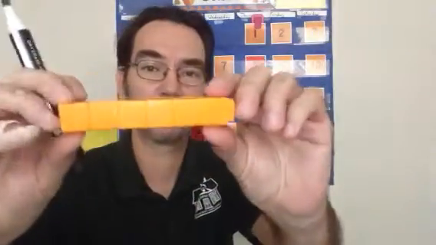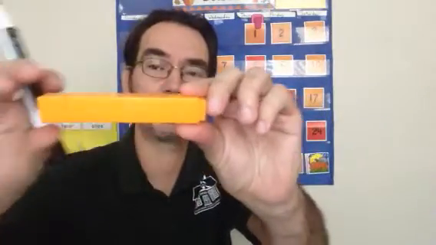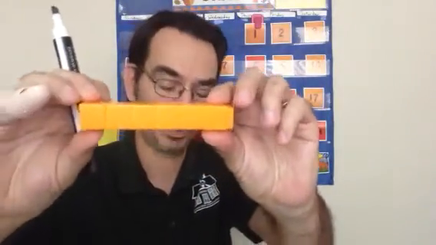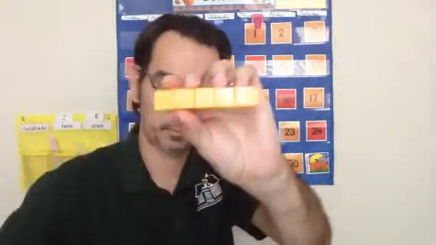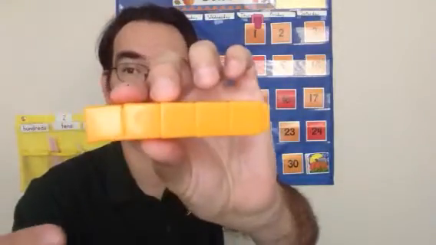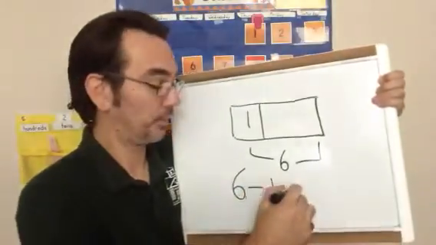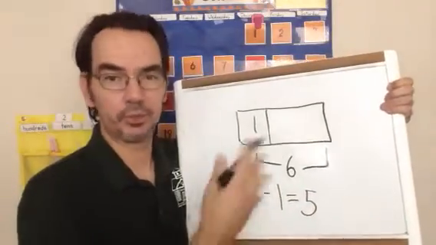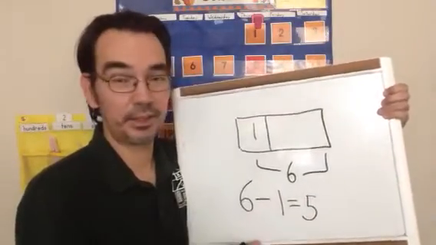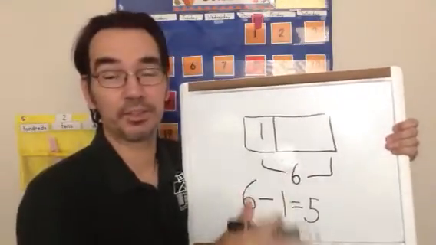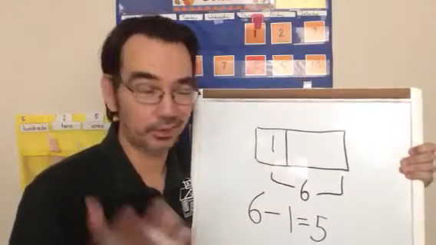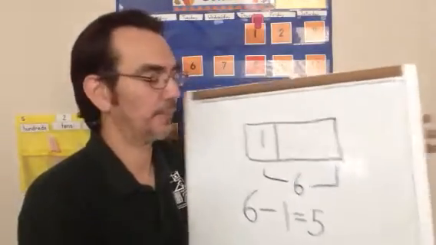So let's see. Here is 6, 1, 2, 3, 4, 5, 6. And we're going to take away 1. And we're left with how many? 1, 2, 3, 4, 5. 6 minus 1 is 5. So it was really just about seeing exactly what the question is asking you to do. Right? And I know that can be confusing sometimes. That's why we like to get a lot of practicing.